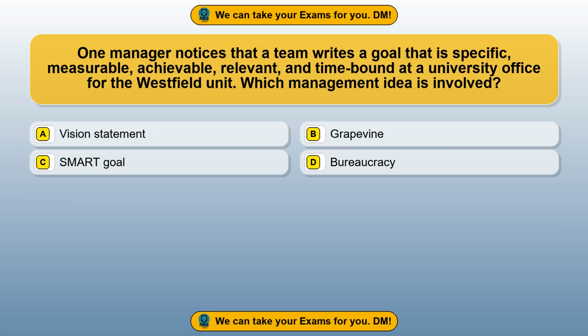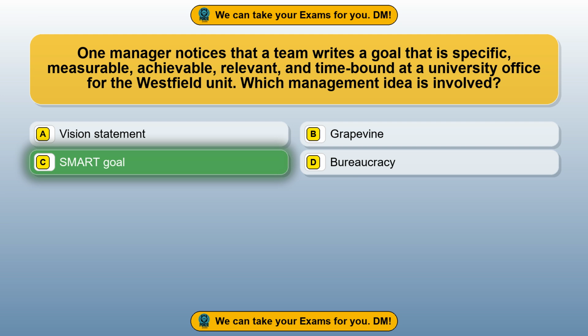Question 47. One manager notices that a team writes a goal that is specific, measurable, achievable, relevant, and time-bound at a university office for the Westfield unit. Which management idea is involved? Option A, vision statement. Option B, grapevine. Option C, smart goal. Option D, bureaucracy. The correct answer is option C, smart goal.